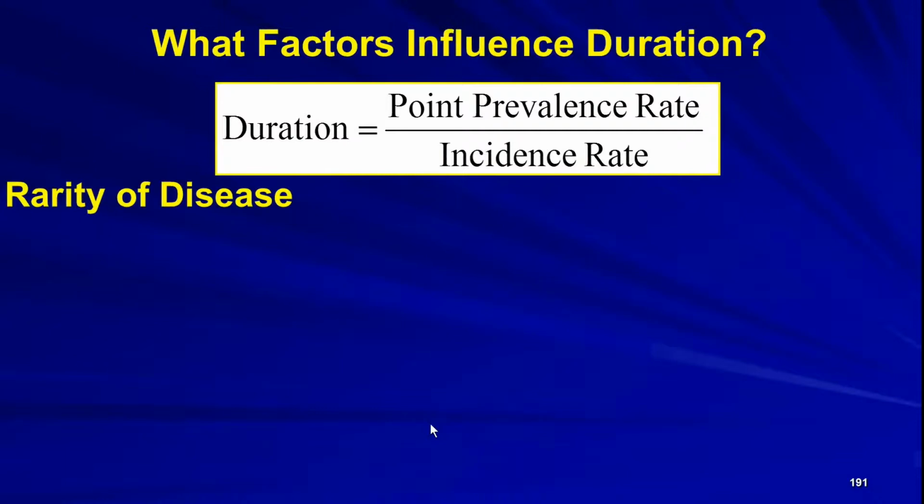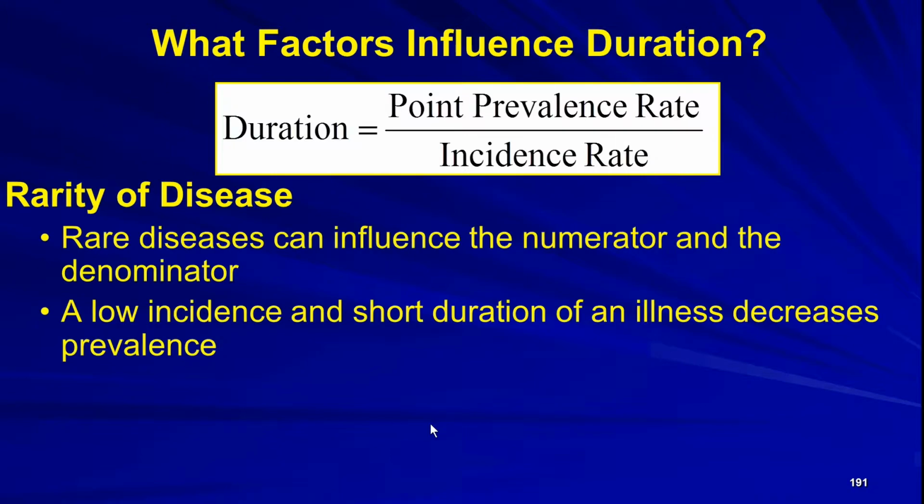Okay, next. What factors influence duration? Well, the rarity of the disease has an impact, because you'd have a very small prevalence rate and a small incidence rate, so that would influence your answer. Rare diseases can influence the numerator and the denominator, or a low incidence and a short duration of an illness decreases prevalence. So I'm just showing you various ways that these three influence each other. That's the main point I'm trying to get across.